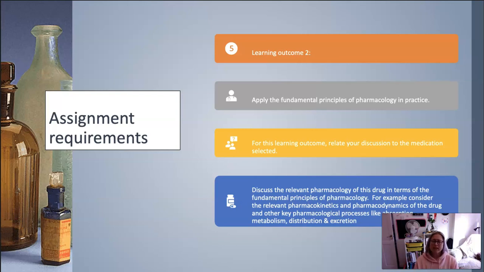So there are lots of key things that you need to be thinking about when we're thinking about learning outcome 2. This presentation is going to look at some of the key introductory terms of pharmacology, and it's going to be looking at the generic stuff. Whereas obviously for your assignments, we need to be looking at it specifically in relation to your chosen medication.